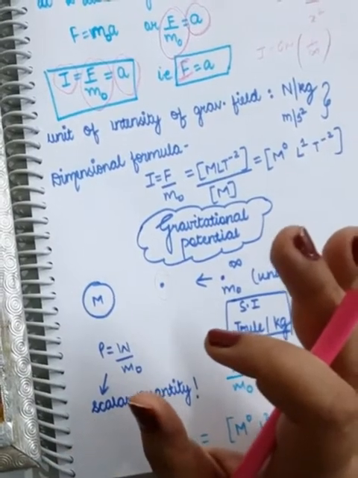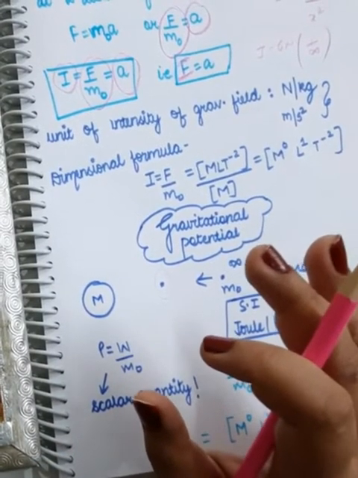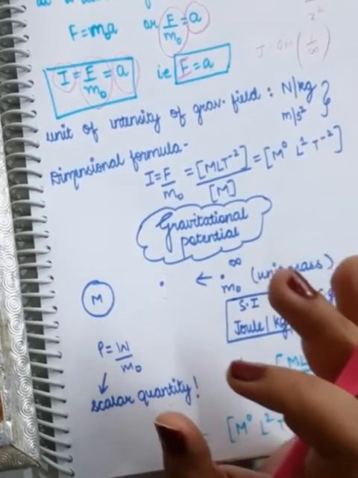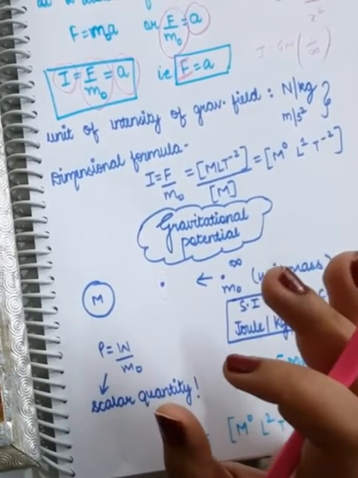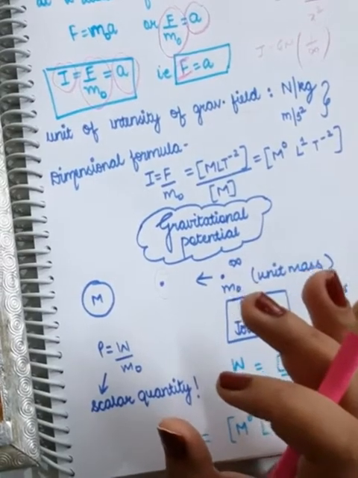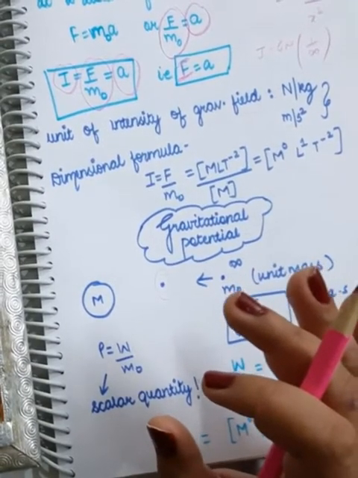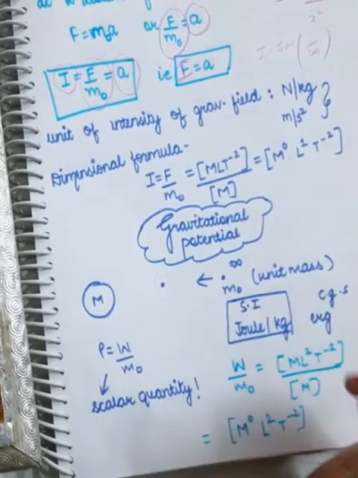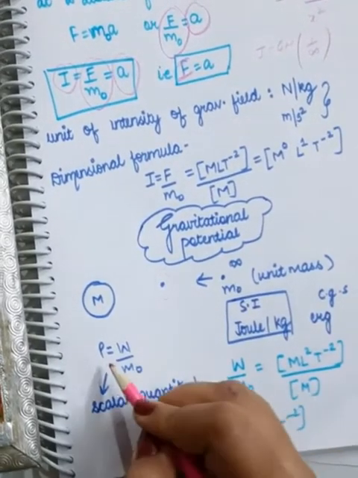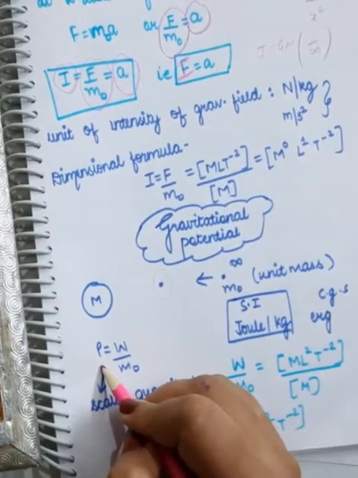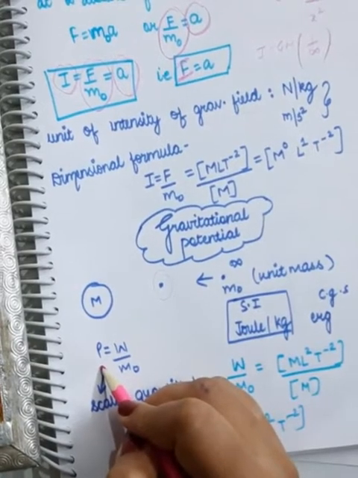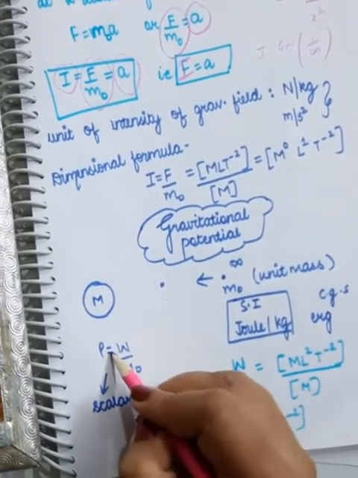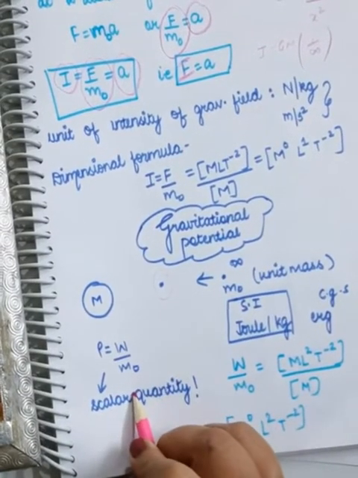So what we need to do is just bring a unit mass from infinity to that particular point, and the work done in doing that is actually equal to gravitational potential, and the things go like that. So yes, this is gravitational potential. Let me denote it with P, and this P will be equal to work done per unit mass.